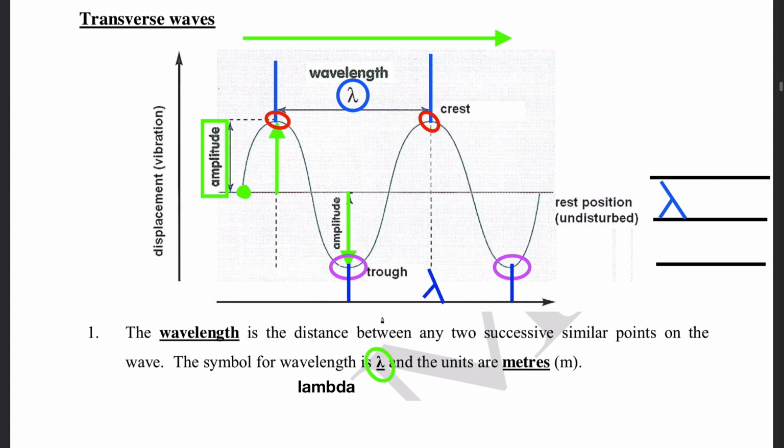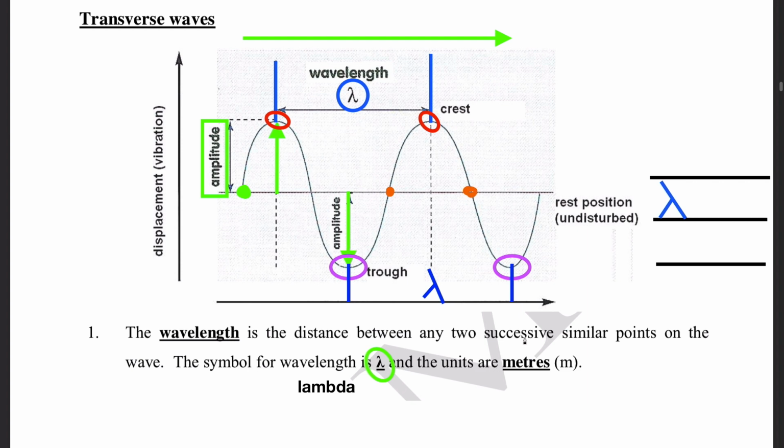Now, even though we're saying that the wavelength is the distance between any two successive points, don't make the mistake of thinking that if we were to measure, let's say, from this rest position to this one, that would be 1 wavelength. That is not. That is only half of a wavelength.